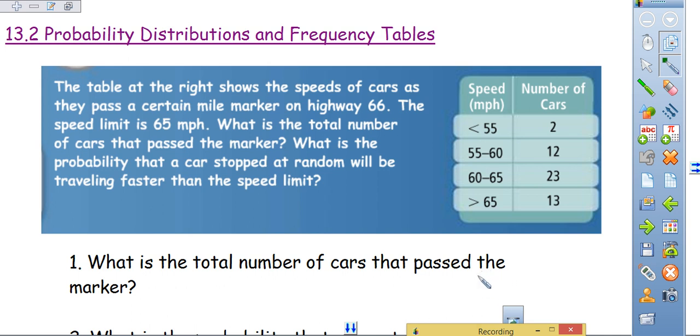Lesson 13-2, Probability Distributions and Frequency Tables.